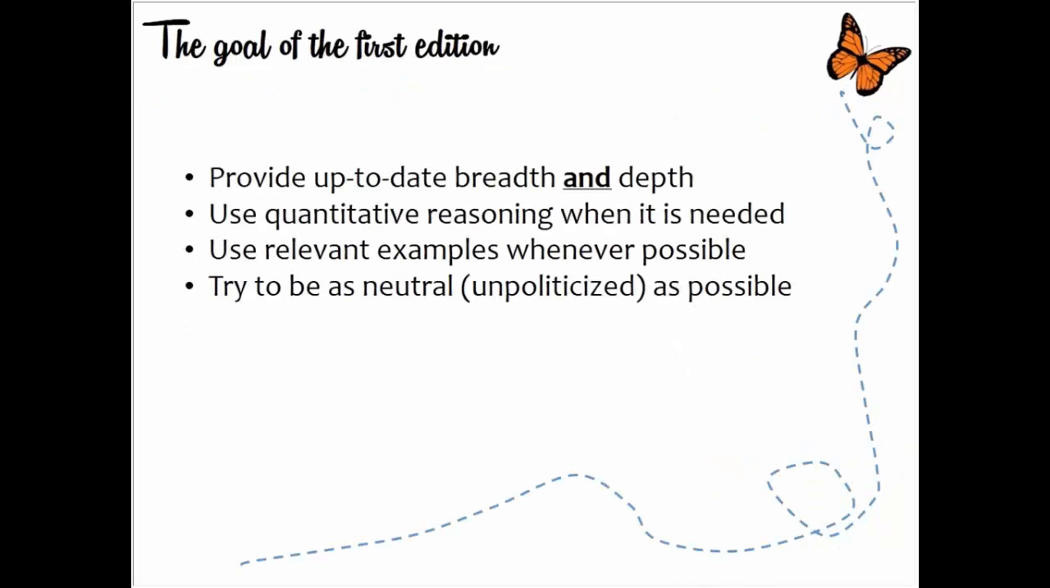Next, please. The goal in our first edition, and we kept that in the second one as well, was to provide up-to-date breadth and depth. Breadth of coverage and depth so that you could go into depth on specific issues. We tried to use quantitative reasoning when it is needed, and we would use relevant examples whenever we could. And one thing we both felt important about was we tried to be as neutral, unpoliticized as possible. Give the information to the students and let them make decisions.